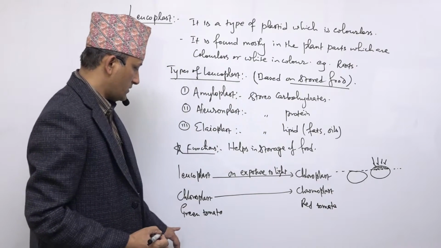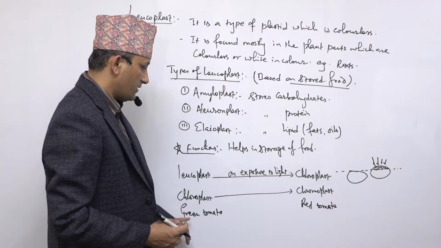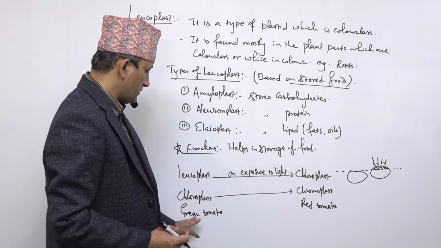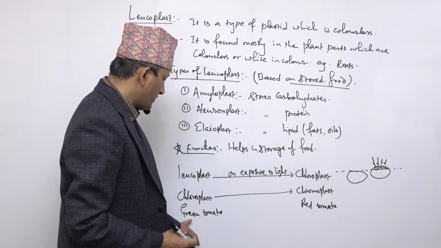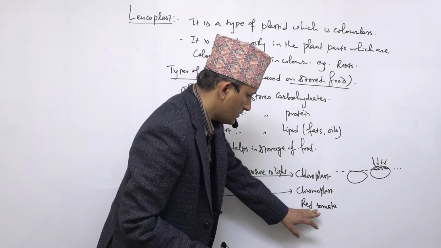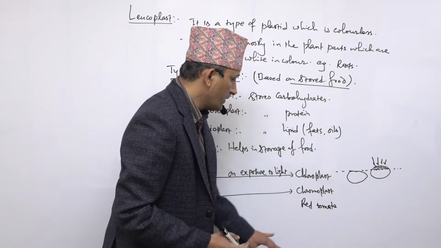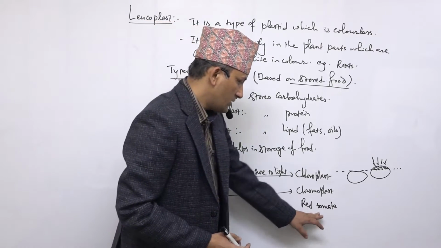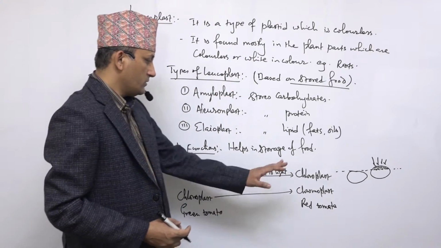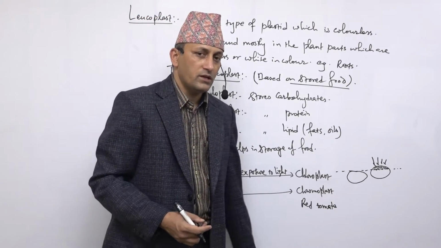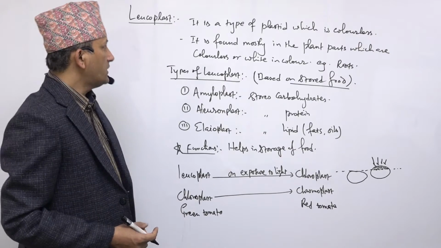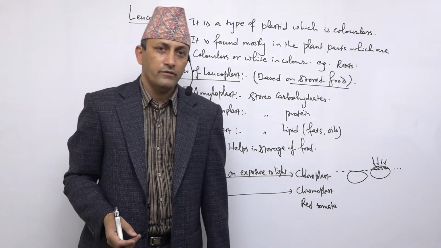Green tomato contains chloroplast, that's why it is green in color. But with the growth, this green tomato becomes a red tomato, and the chloroplast inside the green tomato is now converted into chromoplast. That's why later on the tomato becomes red because of the conversion. So this shows the example of how one type of plastid is converted into another type of plastid. So that's all about the different types of plastid.